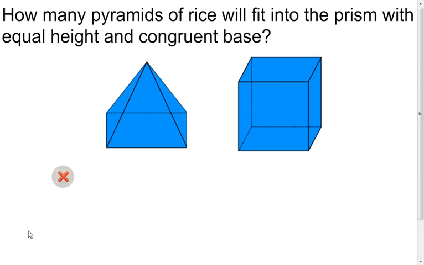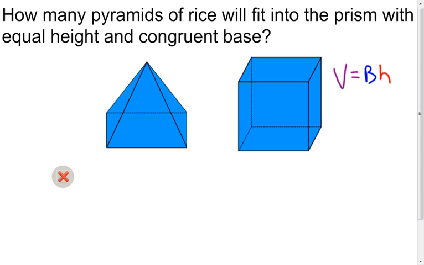Well, if I used rice or water, filled the pyramid and then dumped that into the prism, how many pyramids would fit inside of there? If you do that, you'll find out that 3 pyramids fit inside of a prism. If you think back, the volume of a prism was volume equals the area of the base times the height.